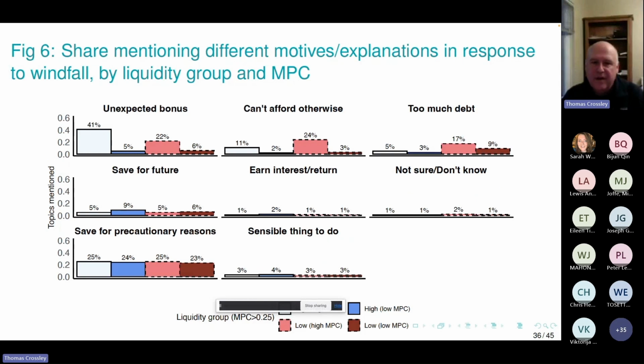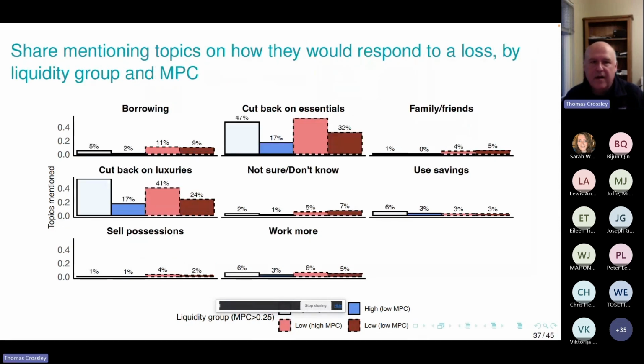Then here we have the frequency of different motives, where again we're classifying keywords to topics. The interesting one here is unexpected bonus, which captures all kinds of words associated with treating an unexpected bonus differently from other kinds of money. This is the mental accounting category, and you can see that it is very prevalent. Again, the light blue bar is the high liquidity, high MPC group. Among those people who are liquid and should be able to smooth the transitory shock but spend it, they're very often giving mental accounting type responses. This is how people would cut back on a liquidity, same kind of analysis.